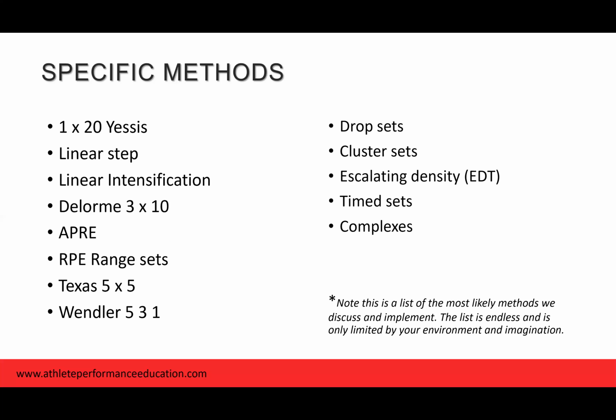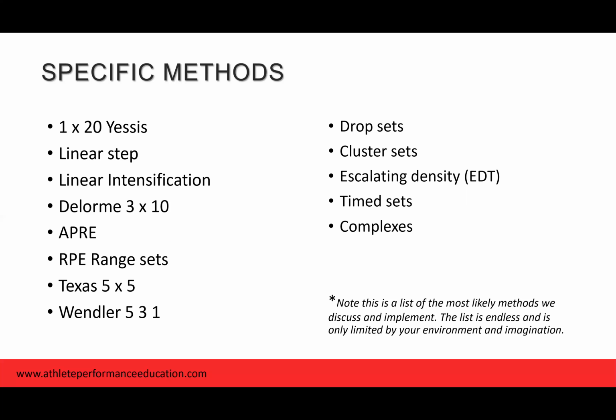Further to that, you have your RPE range sets. That's giving someone a rep range, might be 10 to 12. Similar to the APRE, but a little bit more controlled in terms of training intensity: if you exceed 12 reps, that's your sign to go up in weight. And if you don't exceed 10 reps, you'll be going down in weight.